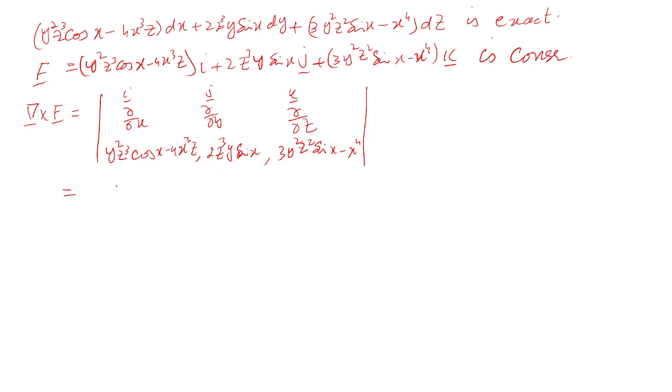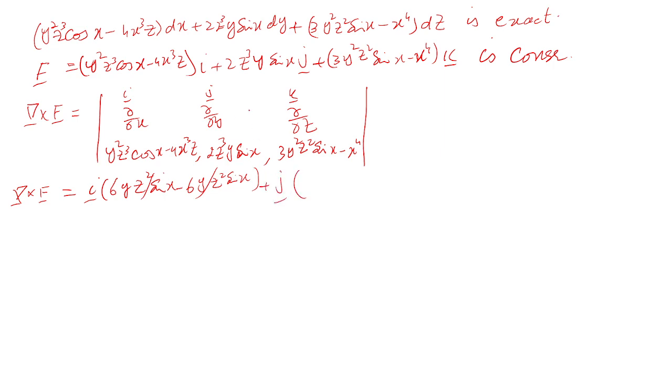That implies curl of f. So for the i component, we have to differentiate this component with respect to y, so that is 6y z square sin x, and this with respect to z, so that is minus 6y z square sin x. So you see they cancel.